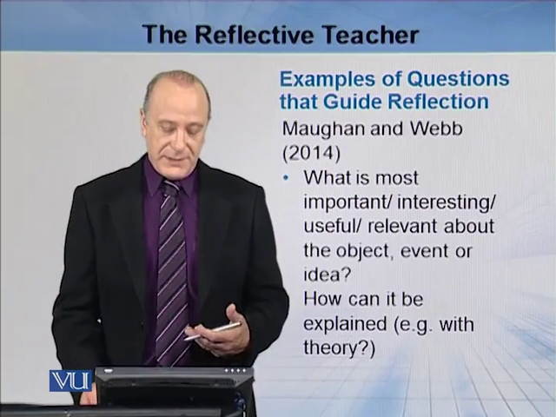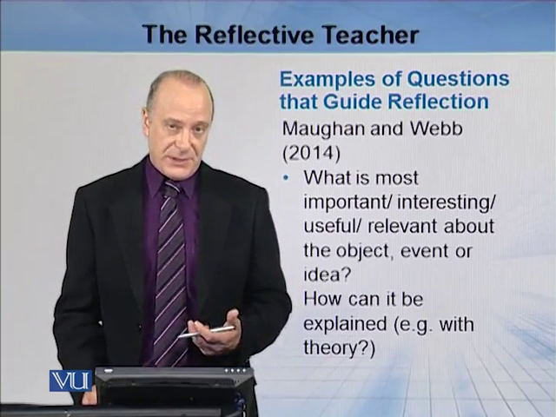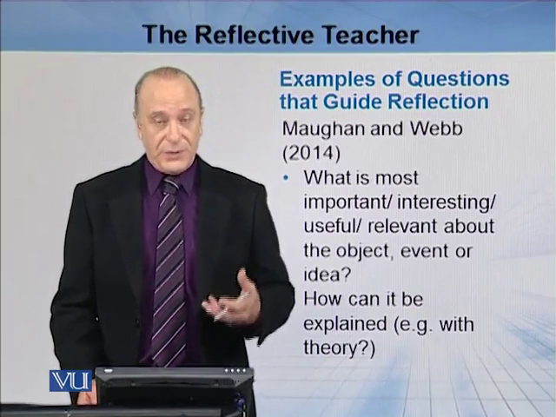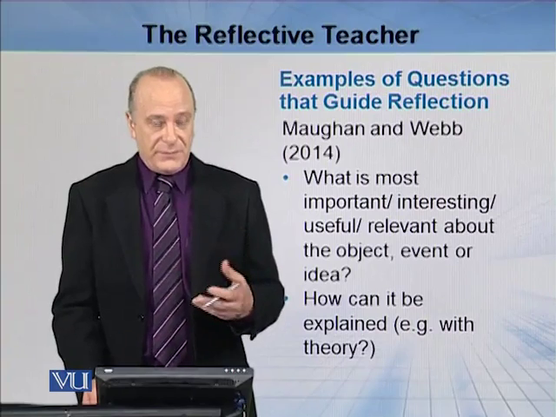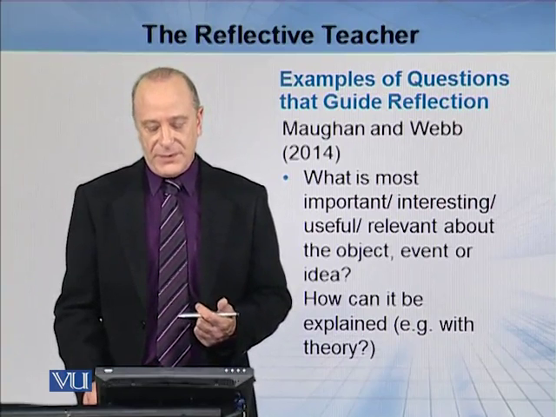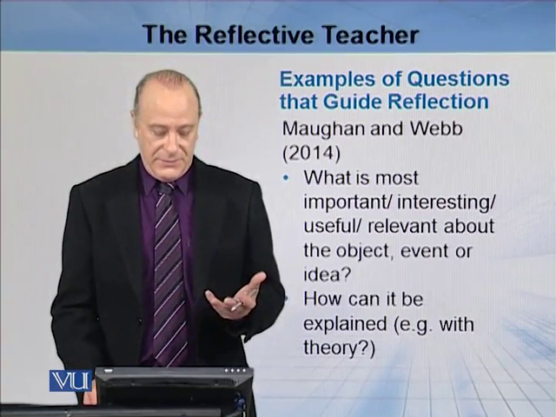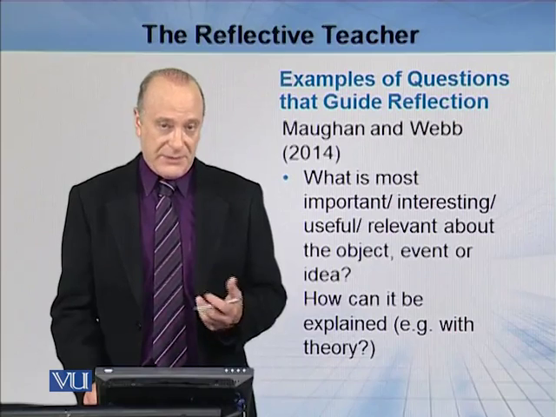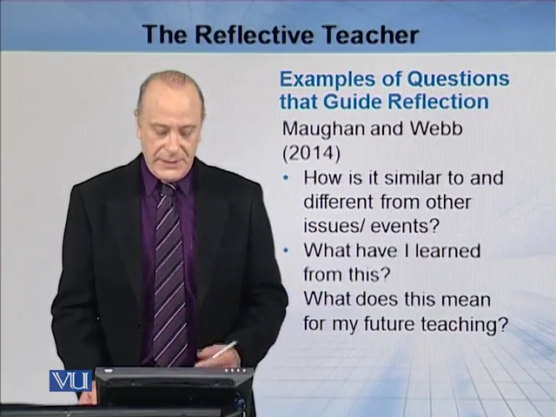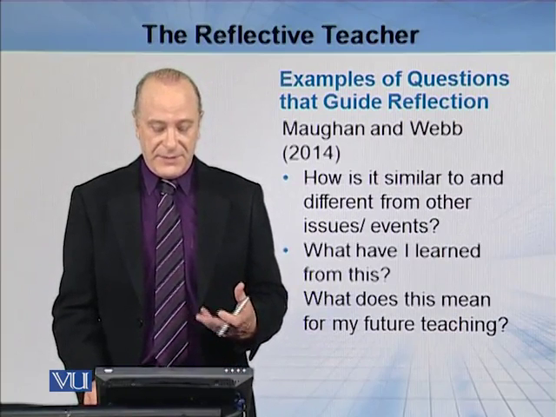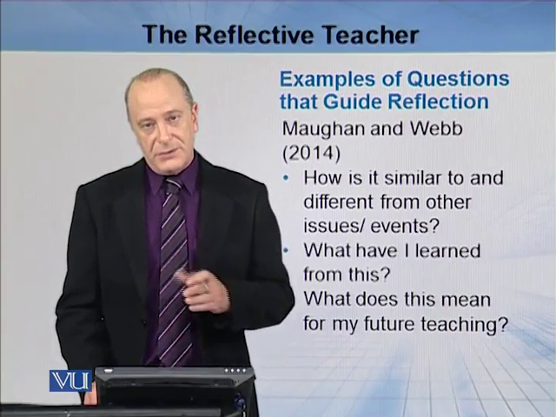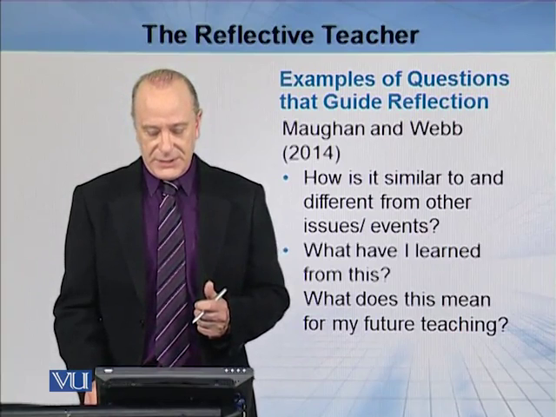Morn and Webb consider a number of key questions which can help to guide reflection. For example, they say that the teacher can ask what is most important or interesting or useful or relevant about what they did or something that they used, a resource that they used. They ask the question, how can it be explained, with theory or just through experience? They offer the question, how is it similar to or different from other experiences that the teacher has had, to make connections between their teaching.